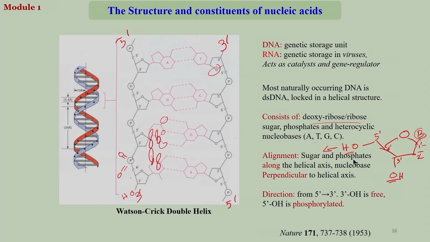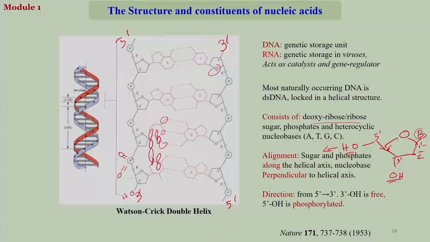The sugar and the phosphates are aligned along the helical axis, as I have mentioned. Nucleobases are perpendicular to the helical axis. Direction: one strand is 5' end to 3' end, the other one is 3' end to 5' end. And always the 3' hydroxyl is free. This is how a DNA is written. If this is a 5' and this is a 3', the 3' always ends with a free hydroxyl, and the 5' always starts with a free phosphate.